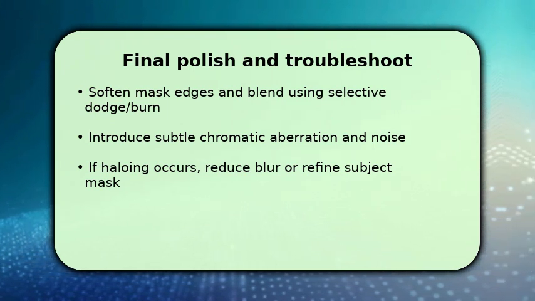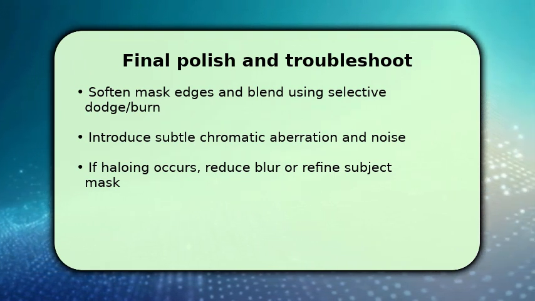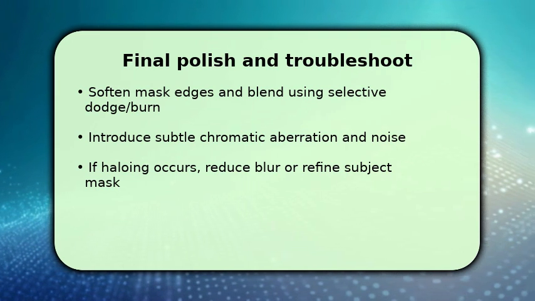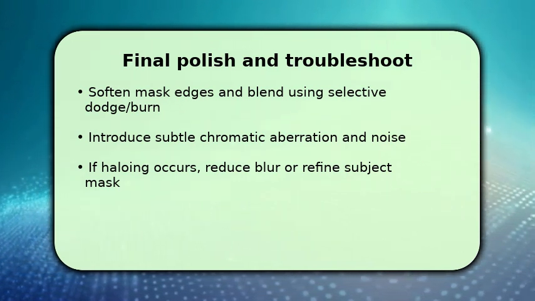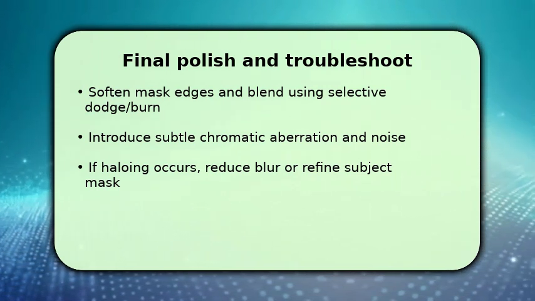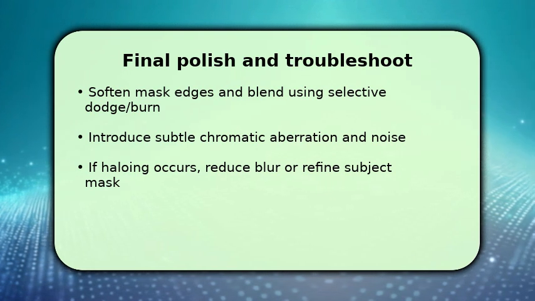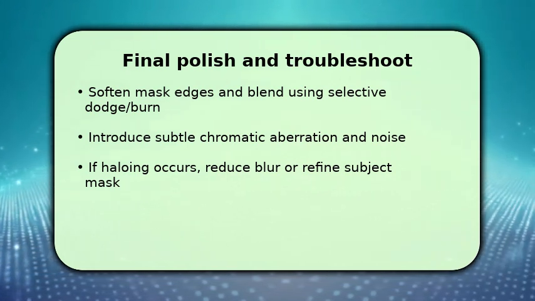Add subtle chromatic aberration and fine-grained noise to match camera characteristics. This prevents a synthetic look. Once done, inspect edges at 100%. If haloing appears, reduce blur radius or refine the mask edge with a smaller brush. If highlights look flat, increase bokeh shape contrast. Save layered file and export a flattened JPEG for sharing.